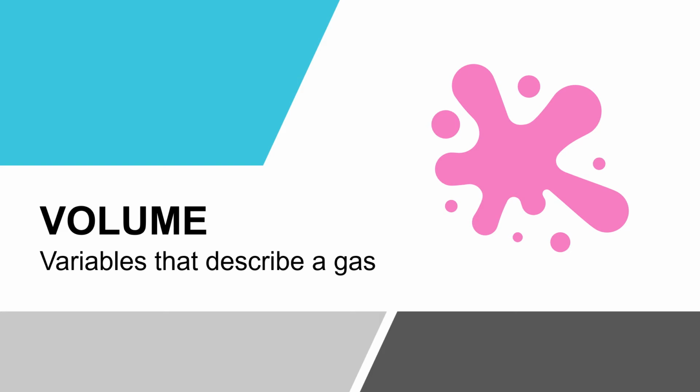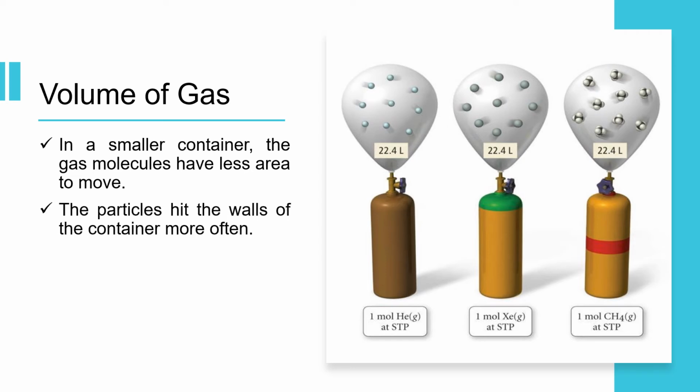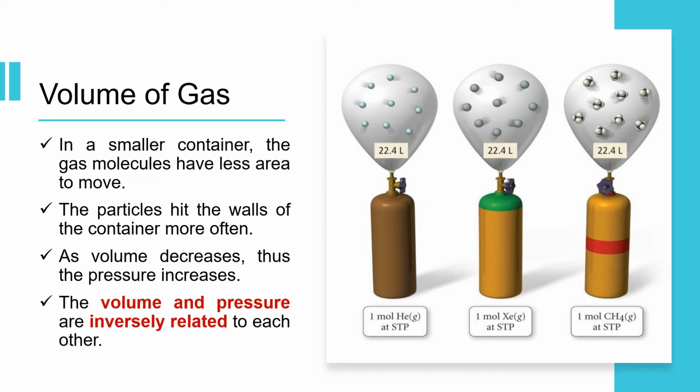Now, let's discuss how the change of volume can describe a gas. In a smaller container, the gas molecules have less area to move. Therefore, the particles hit the walls of the container more often. As volume decreases, the pressure increases. The volume and the pressure are inversely related to each other.